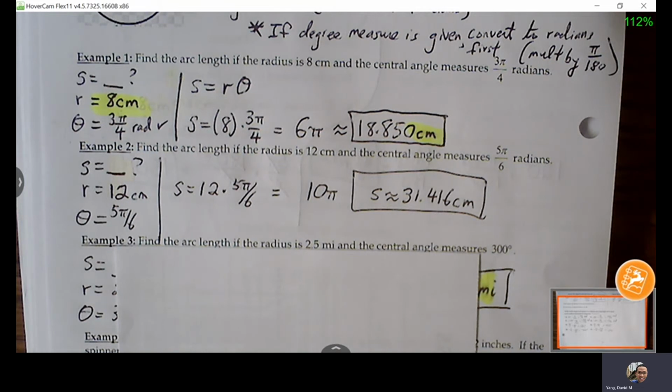Okay, number 3, find the arc length if the radius is 2.5 miles and the central angle measures 300 degrees. What's different about this problem? Yeah, so we're not ready for the formula yet, right? That 300 degrees needs to be adjusted into the proper form before we can do S equals R theta. So make sure you multiply that 300 by pi over 180, get it in terms of radians, and then you can use S equals R theta. Okay, so try 3. You're going to see that same process pop up for example 4 as well.